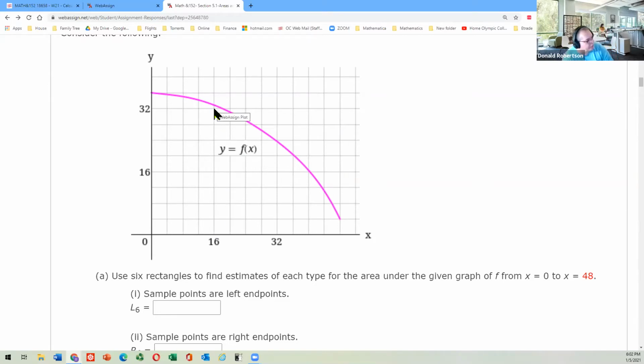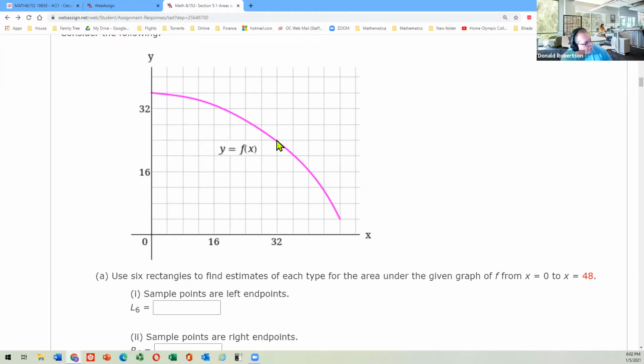Any volunteers for what the height would be at 16? 33. Yeah, I would probably say 33. The next one here is 24. 24 is, darn it, that's 28, so one above it. I'm going to call it 29. 32, that's the only one I don't think I need to argue about.